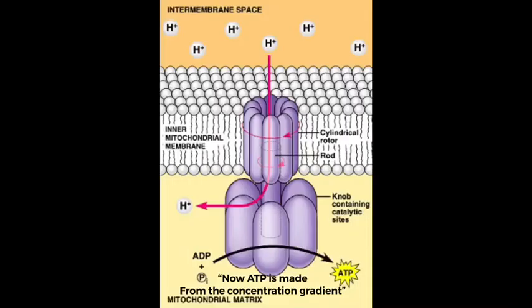which goes to the Calvin cycle. Now ATP is made from the concentration gradient. The energy from the gradient makes the protons leave through ATP synthase, which joins an ADP and a phosphate group, making ATP for the plant to use.